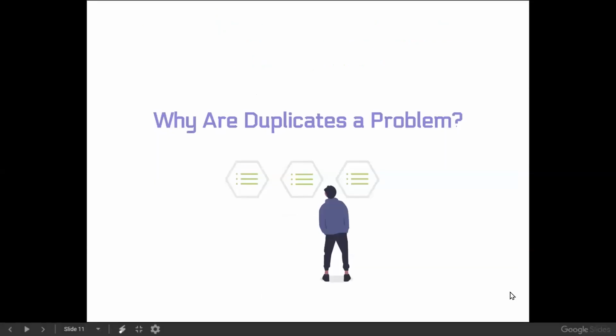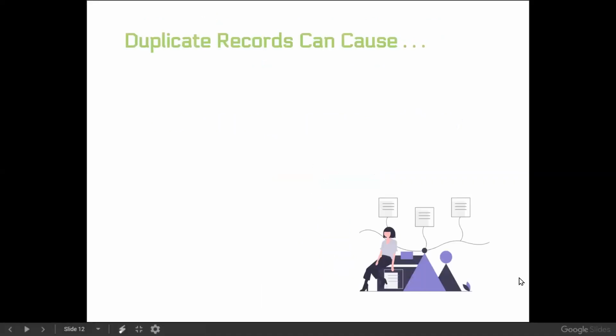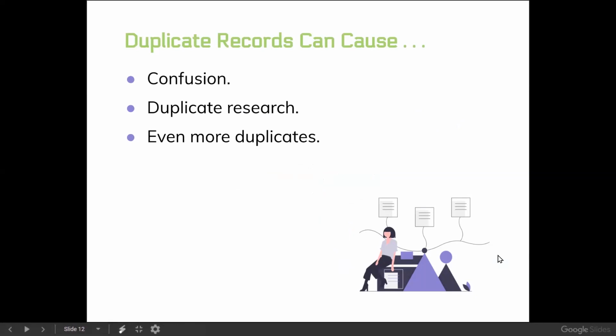So why are duplicates a problem? Maybe the people who are adding duplicates would ask this question. They would maybe not see it as a big deal, but let's look at why duplicates are a problem. Duplicate records can cause confusion. They can cause duplicate research. For example, suppose that there are two duplicates and the system does not recognize them. I'm working on one, you're working on the other. Well, then if we don't know that, we're doing duplicate research. Not only that, it can lead to even more duplicates.